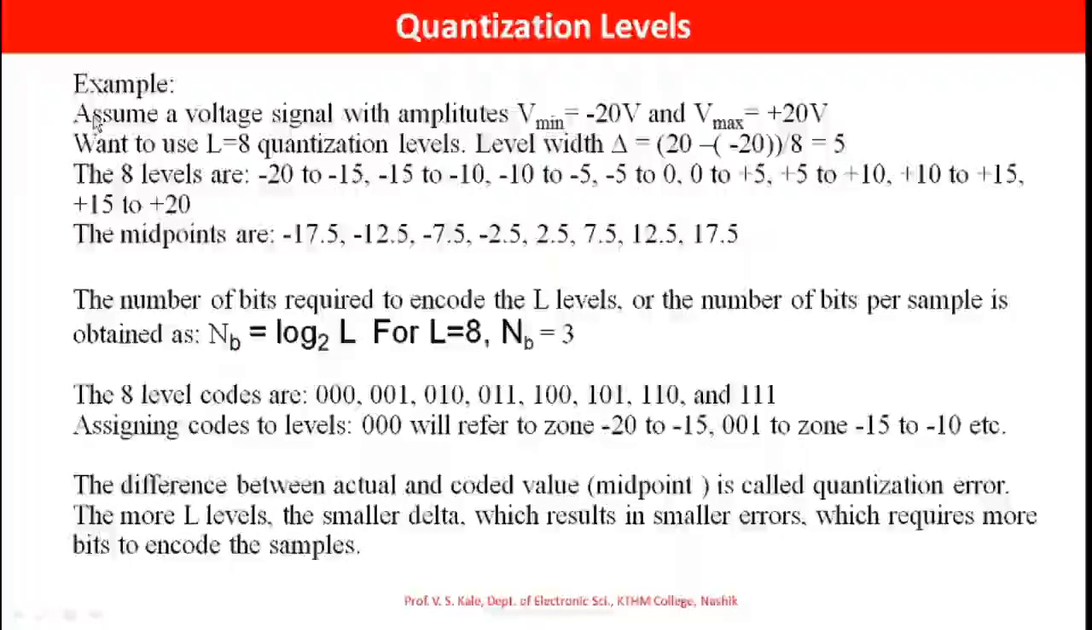For example, assume a voltage signal with the amplitude V minimum equal to minus 20 volt and V maximum equal to plus 20 volt. We want to use quantization level L equal to 8. Then level height or width is delta, that is equal to maximum voltage 20, minus minimum voltage minus 20, whole divided by 8 levels, that comes as 5. So delta is equal to 5, that is level width or level height is equal to 5.